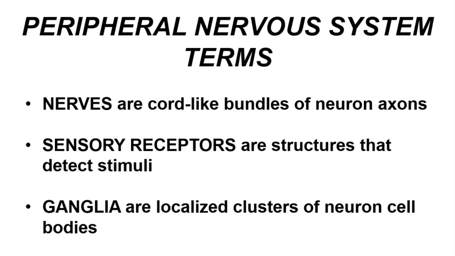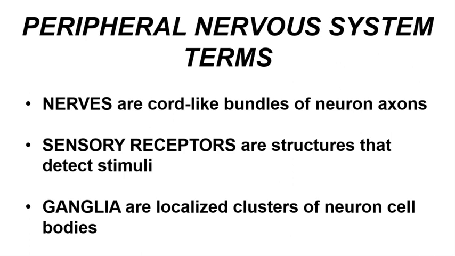Sensory receptors are the structures that are specialized to detect specific stimuli. And these are associated with sensory nerves that will transmit this information to the central nervous system, and then it'll be the central nervous system's job to interpret and then decide an appropriate response to that sensory information.